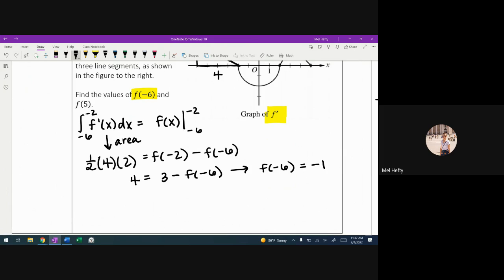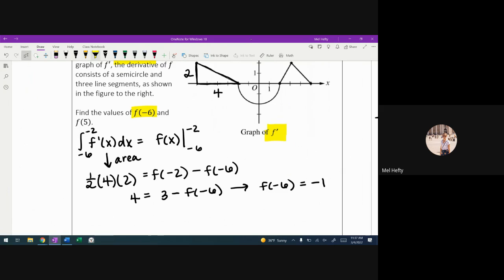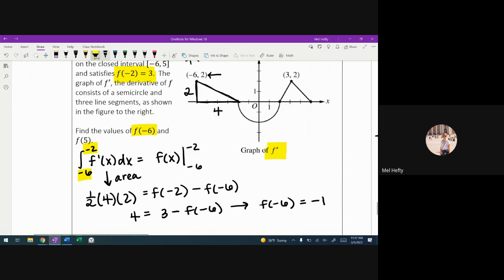So I think any way you solve this for f of negative 6, you should be getting negative 1. Because we were looking at the bounds negative 2 and negative 6. So I want to go, here is negative 2 right here, 3, 4, 5, negative 6. So I only want to work between those two x values.